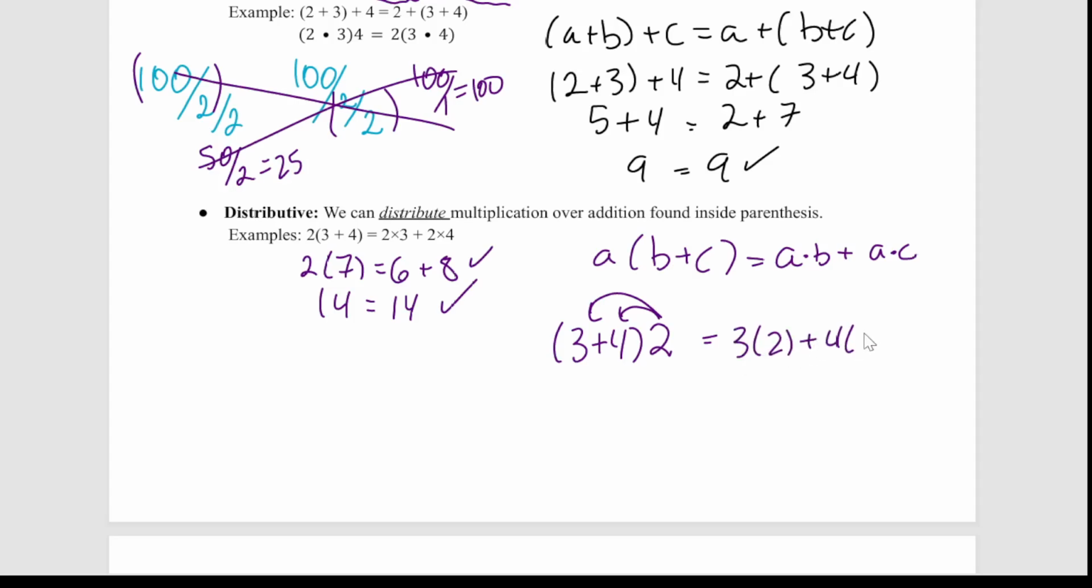Now, what allows us to do that? Well, that's actually the commutative property of multiplication right there. We just switch the order of multiplication and the property still applies.